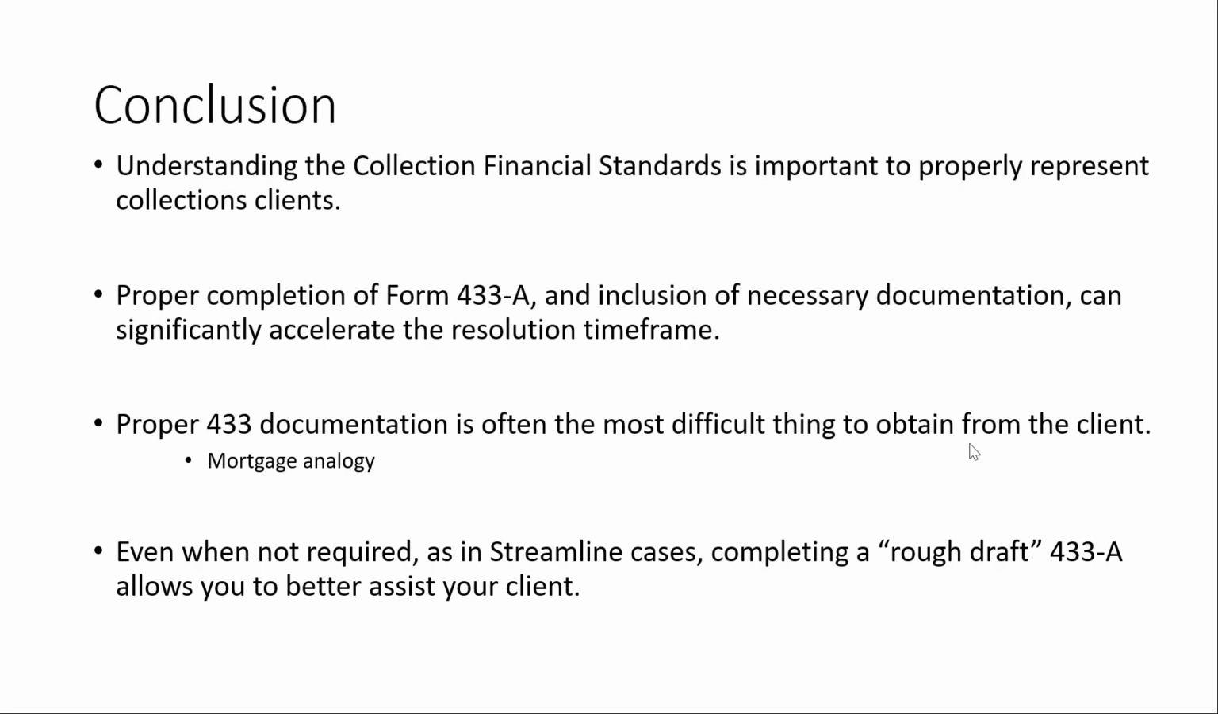Even when not required, as in streamlined cases, and that's something that we'll talk about in an installment agreement class, complete at least a rough draft 433, even if you know that the client is already going to be eligible for expanded or streamlined IA criteria, and so you don't have to produce financials. Guess what? Still do a mock draft 433, especially the Section 5 income and expense table, okay?